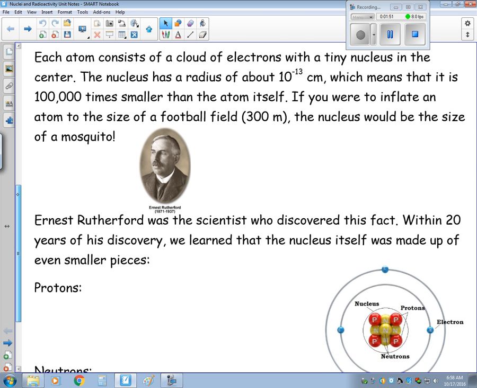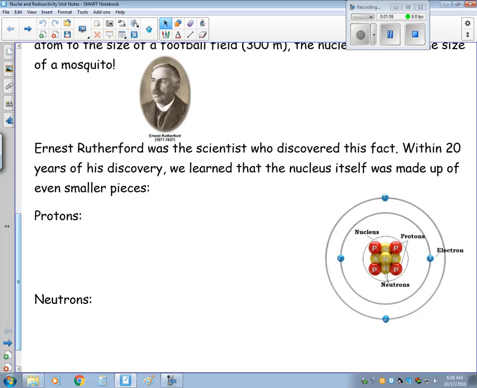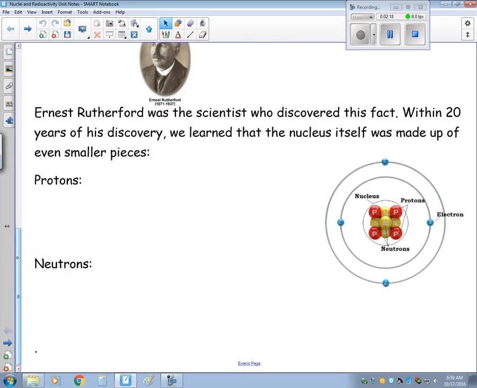The scientist who discovered many of these interesting facts would be Ernest Rutherford. He was the one who discovered that atoms are basically empty space. After he discovered that atoms are practically empty, within 20 years, we then learned that the nucleus itself was made up of even smaller pieces, protons and neutrons.